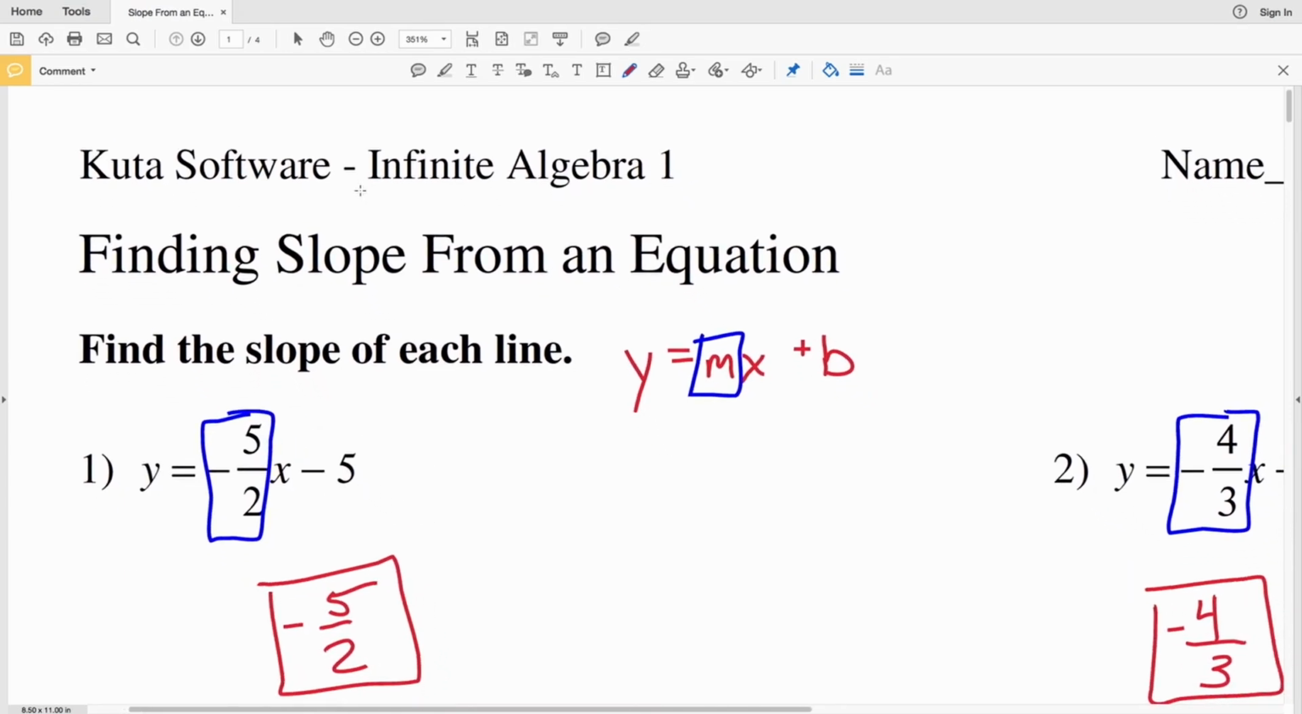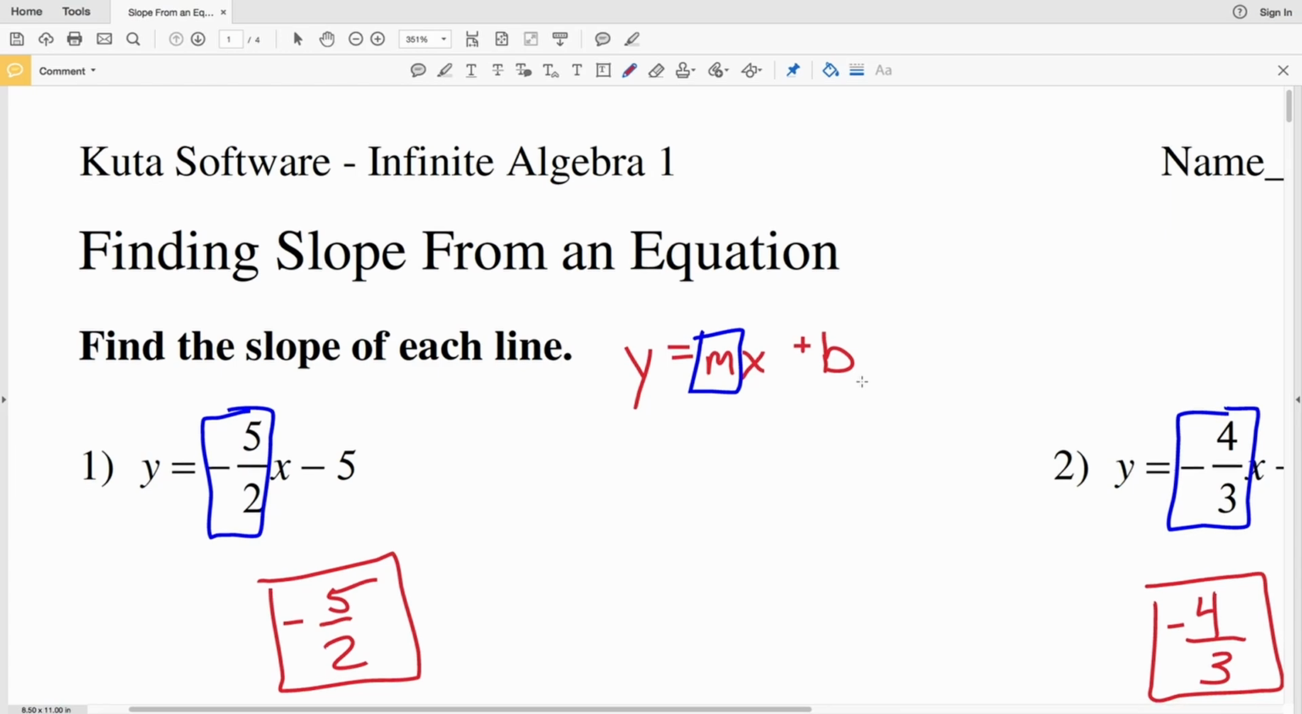In this video, we're going to continue on with finding slope from an equation worksheet on the KutaSoftware website, and I'll leave a link in the description below so you know how to access this worksheet. Our directions are to find the slope of each line. Our goal is to get that equation in the form of y equals mx plus b, which is slope-intercept form.